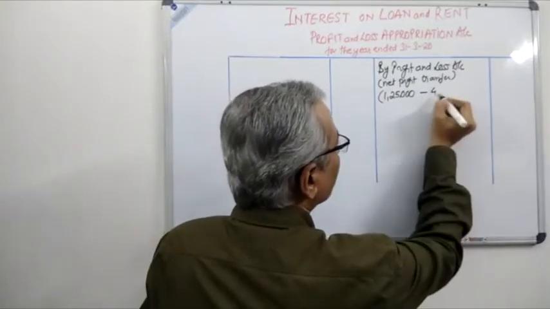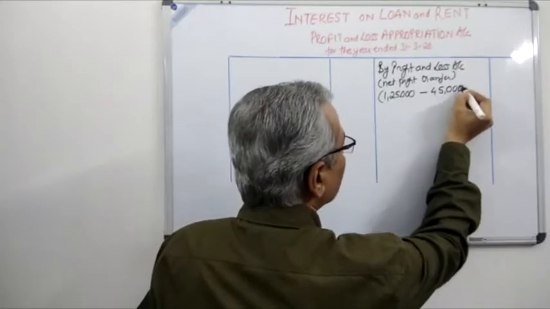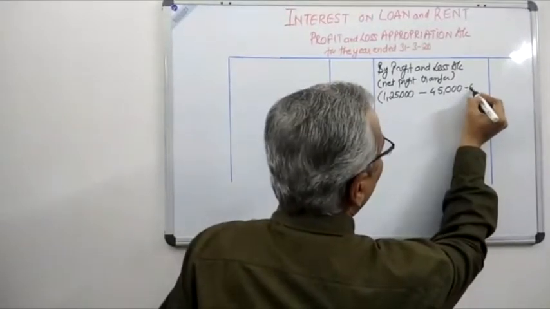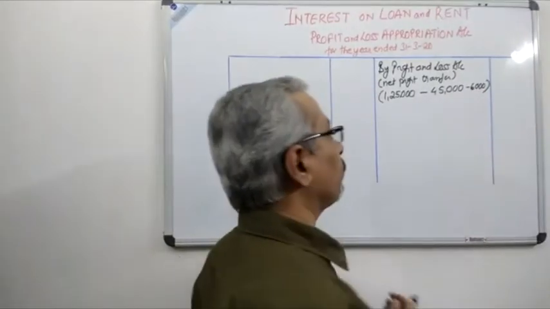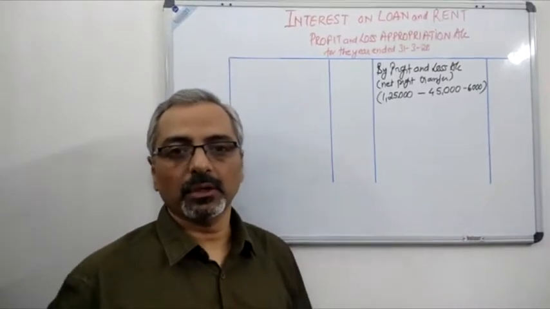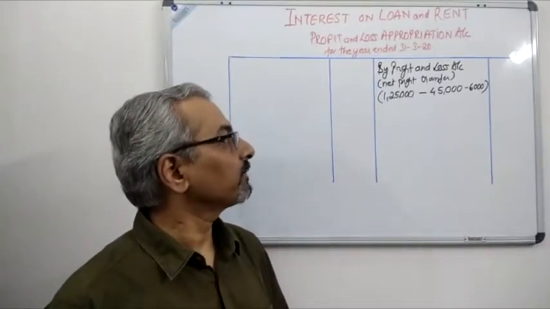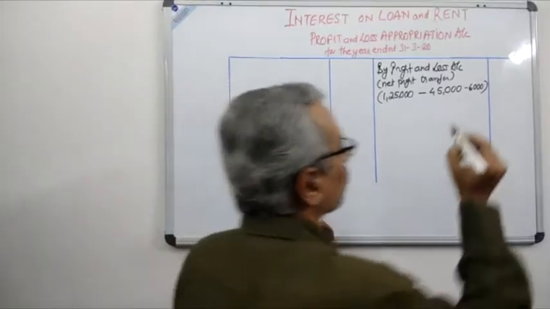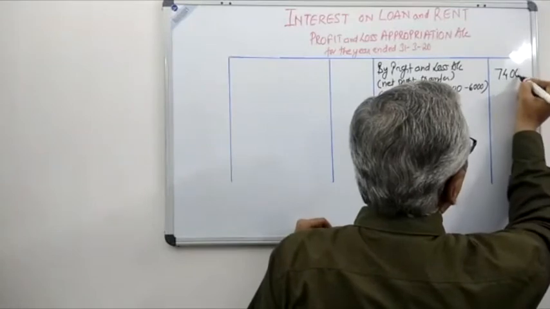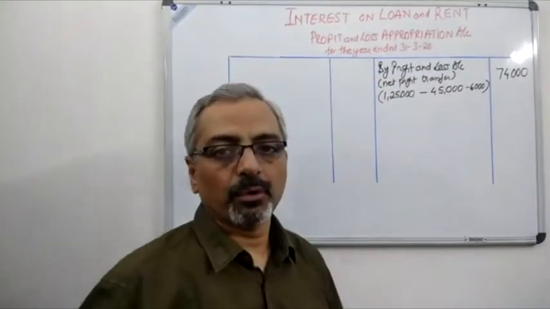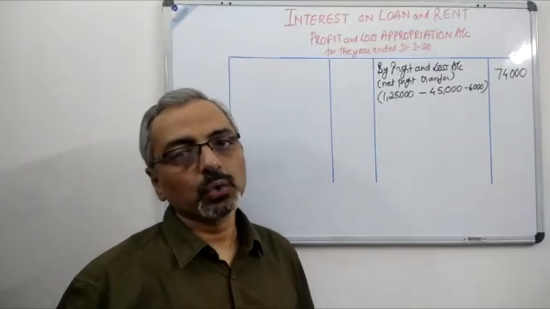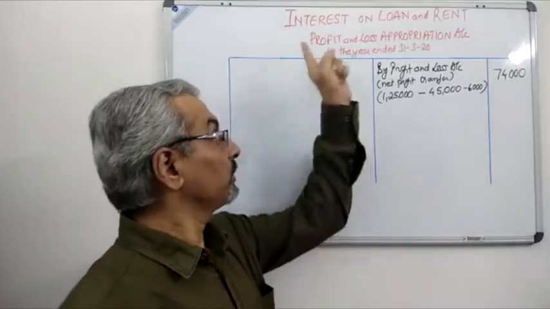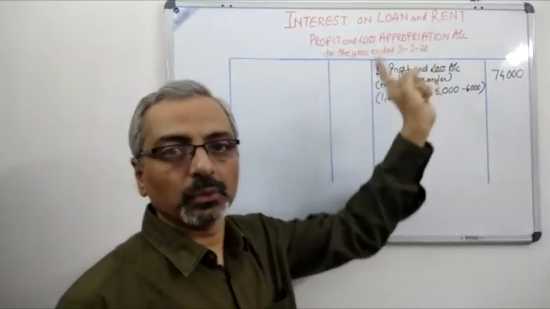We have a monthly rent of 5,000 for 9 months, so we have subtracted that, and we also have a loan interest of 1 lakh at 6%, so 6,000. So you can see over here 1,25,000 minus 45,000 is 80,000 minus 6,000 gives us 74,000. So we write 74,000 over here, which is the adjusted profit after the charges. There are two charges over here. Again, I am telling you, one is the rent and the second one is the interest on loan. Interest on loan and rent. These are the two charges.